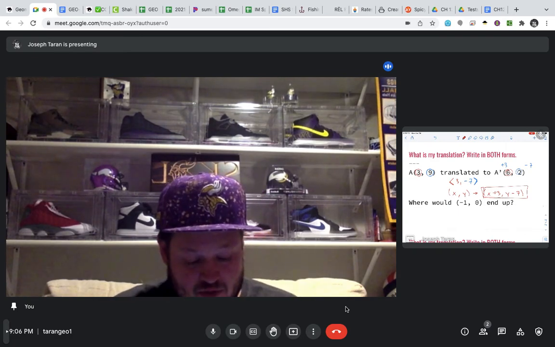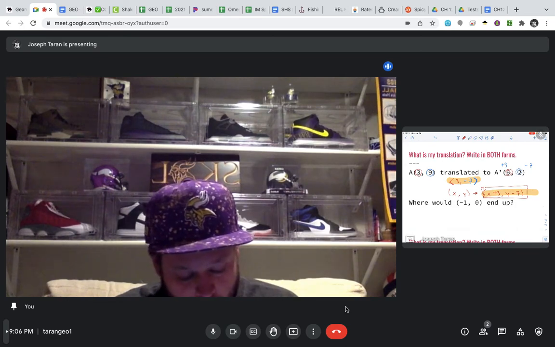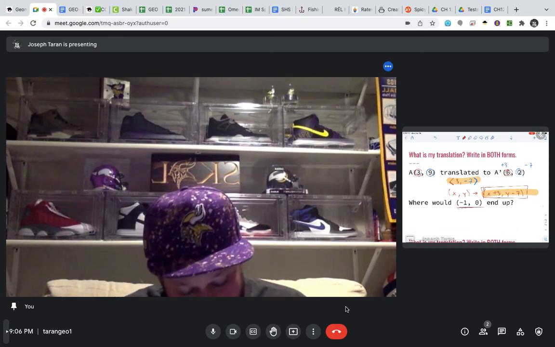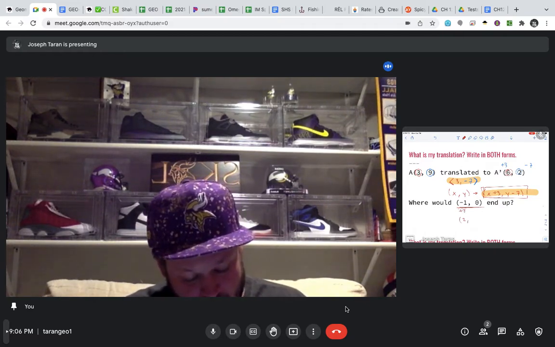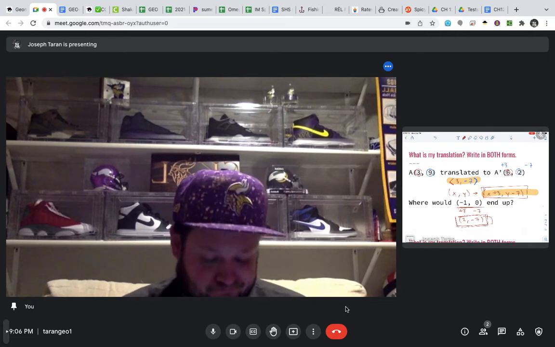And so now using either one of these rules, what would happen to negative 1 comma 0? Where would that end up? Well, if I were to add 3 here, that would be positive 2. And if I were to subtract 7 here, that'd be negative 7. So that's where your new coordinate would be.